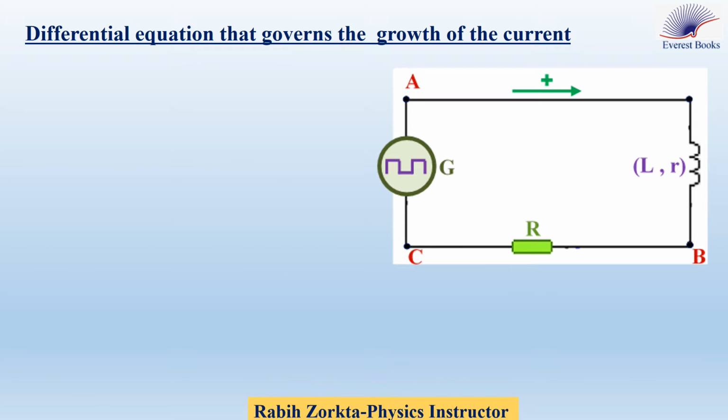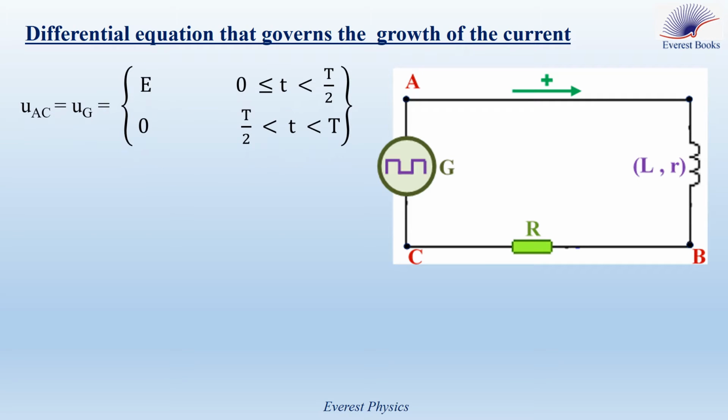Differential equation that governs the growth of the current. Consider an RL series circuit fed by a square wave voltage. The voltage across the generator is given by UAC equal to E during the first half of each period and is equal to 0 during the second half of each period. Now we have to write the differential equation in i.